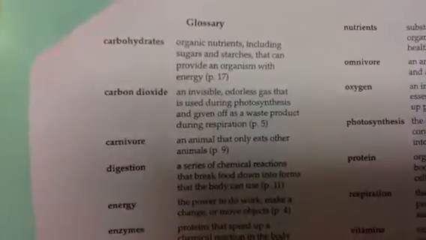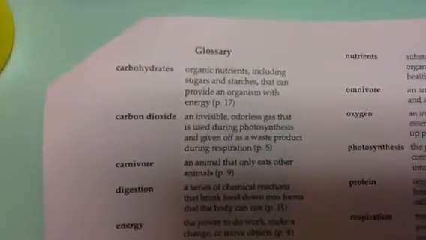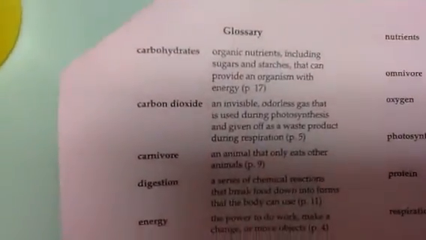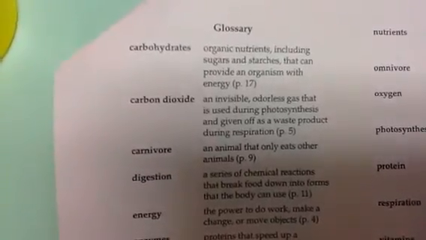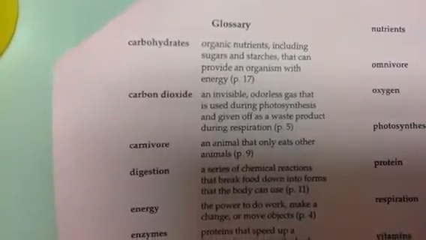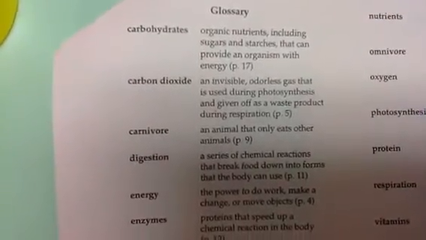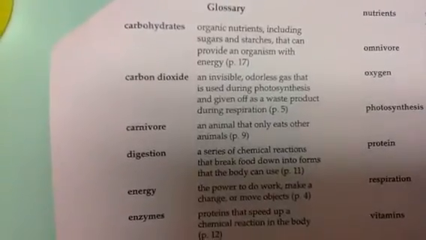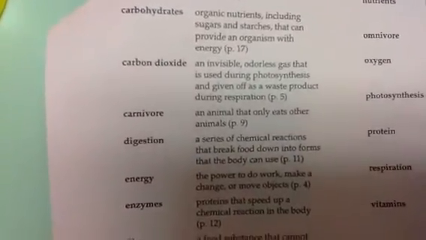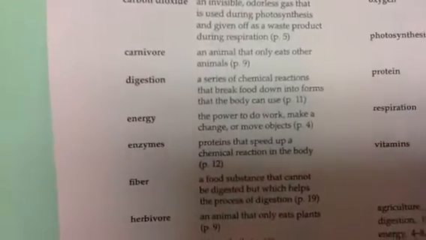Glossary. These are the words that you will see as we go through this book. Carbohydrates: organic nutrients, including sugars and starches, that can provide an organism with energy. Carbon dioxide: an invisible, odorless gas that is used during photosynthesis and given off as a waste product during respiration. Carnivore: an animal that only eats other animals.